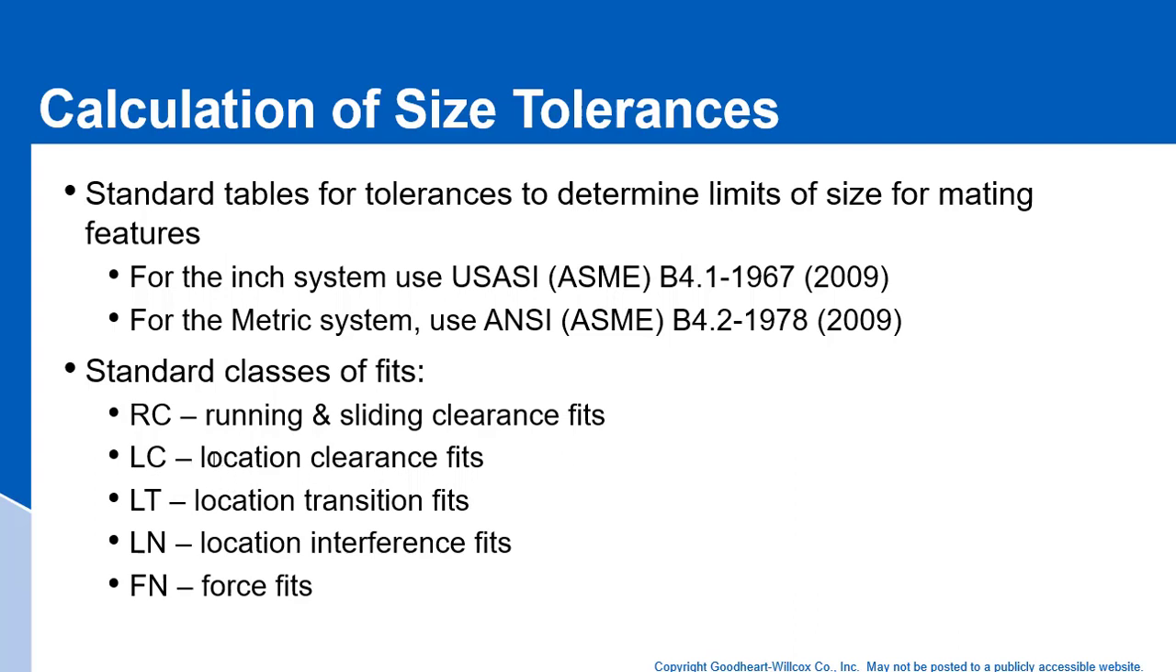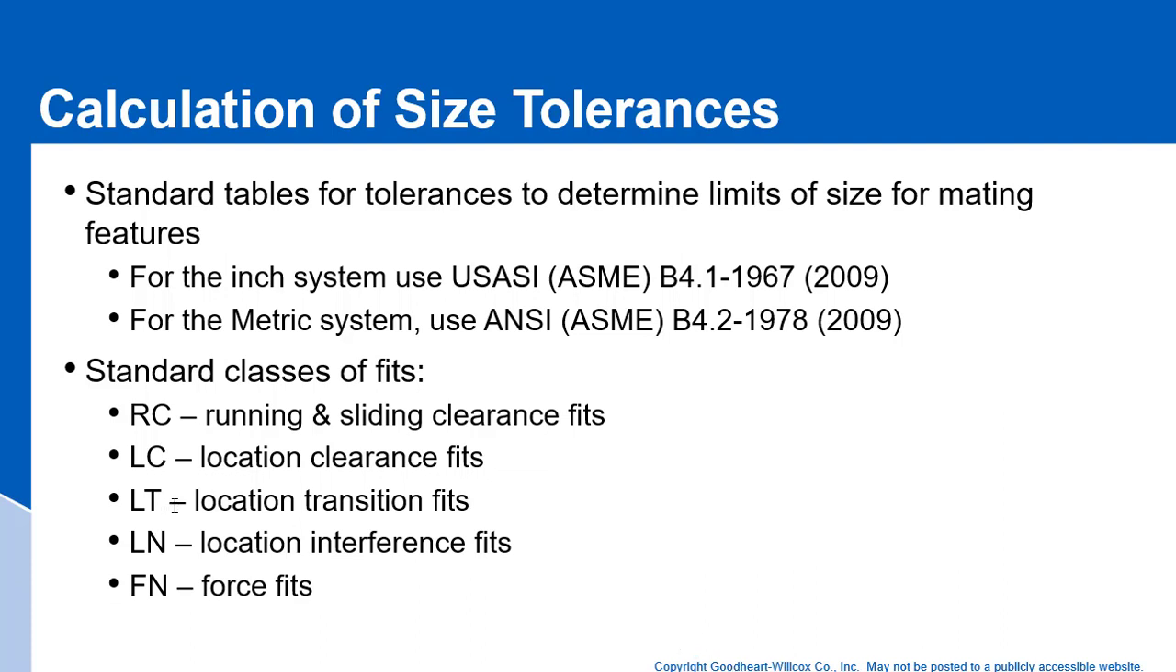Okay, so an LC is a location clearance fit. What you're trying to accomplish with a location clearance fit is assembling two parts together, and they're going to have to fit fairly tight. The parts aren't necessarily going to have relative motion to each other like the hinge or the wheel spinning on a shaft like the RC, so it's a little bit tighter fit.